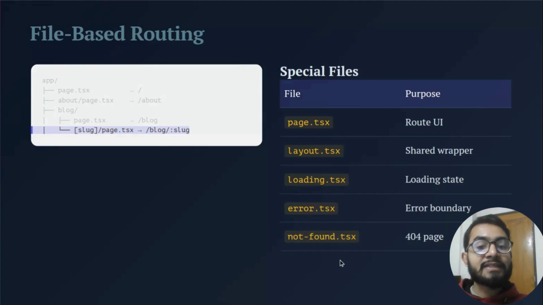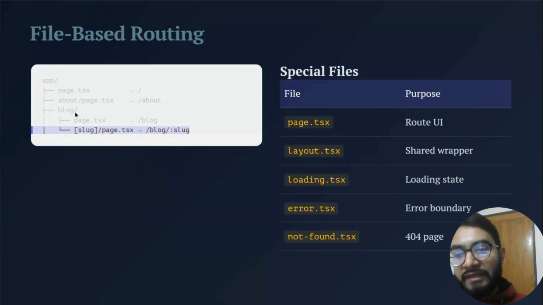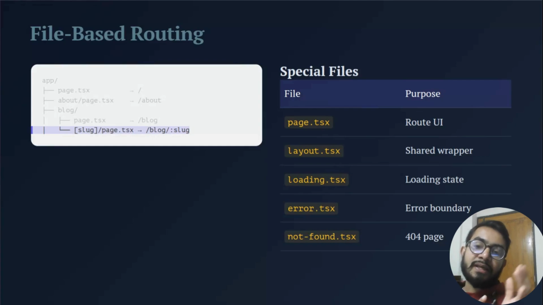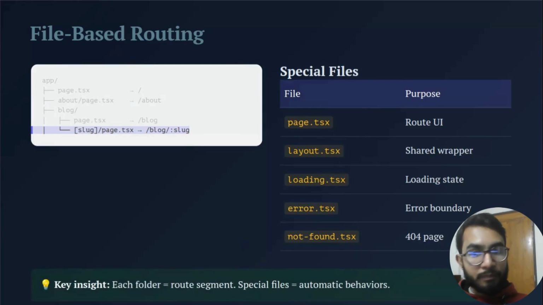And there is another file you need to define, which is not-found.tsx. Let's say I only define these two routes, one is about and one is blog. But now let's consider if I write slash list. Actually, this list route doesn't exist in this app folder. So what will it show? It will show this not found component.